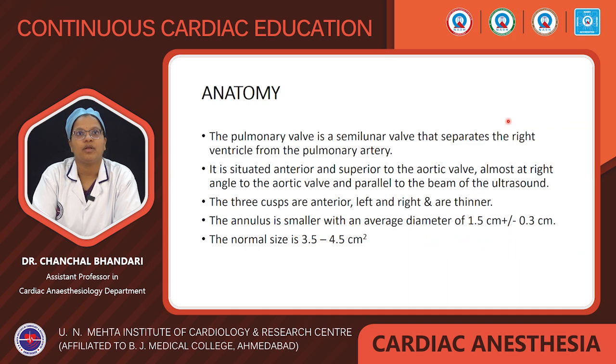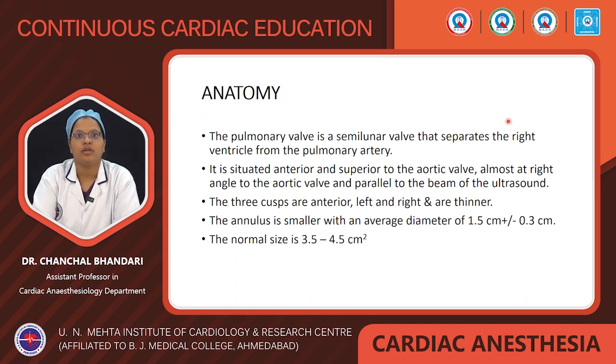So, the anatomy of the pulmonary valve. The pulmonary valve is a semilunar valve that separates the right ventricle from the pulmonary artery. It is situated anterior and superior to the aortic valve, almost at right angle to the aortic valve and parallel to the beam of ultrasound. It has three cusps: anterior, left and right. The left and right are the posterior ones, and these cusps are thinner as compared to the aortic valve.